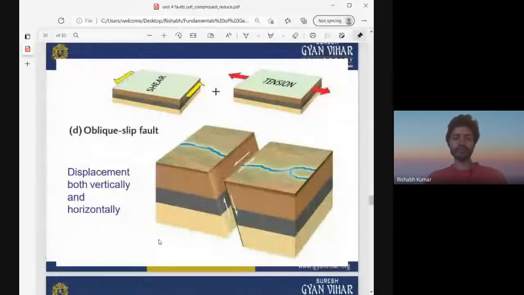right? So how will this happen? When both tension and shear forces are acting, or compression and shear forces both are acting, then you will see both types of movement. Here you can see movement along the strike direction, and here you can see the movement along the dip direction. So both types of movement will be there.